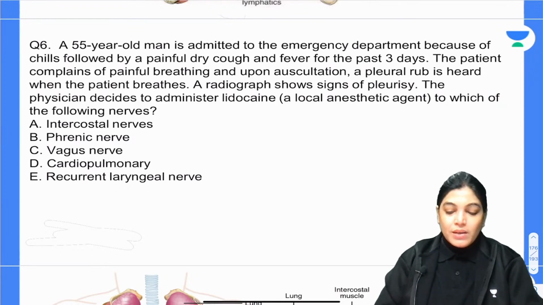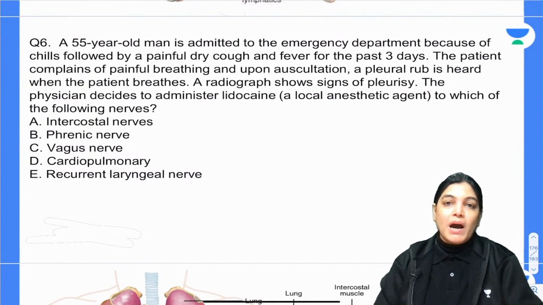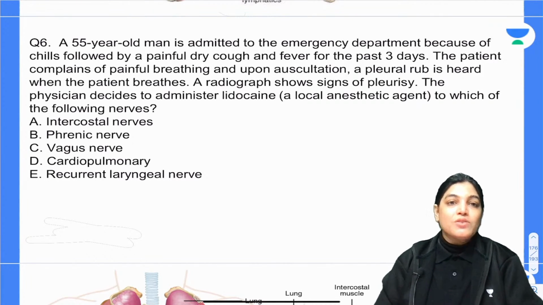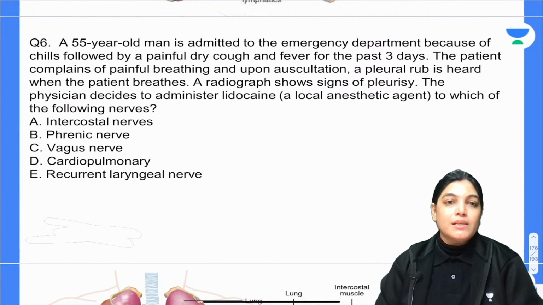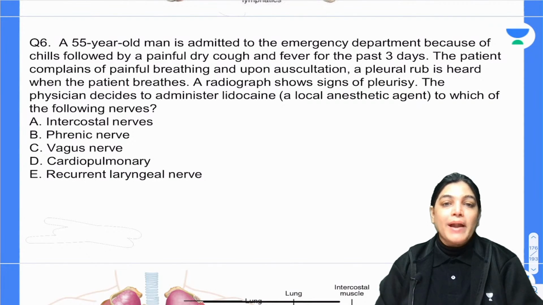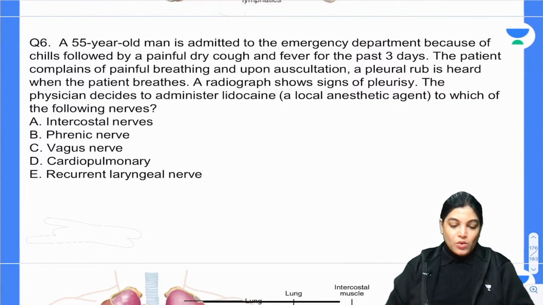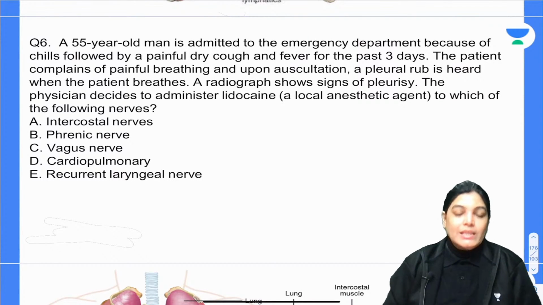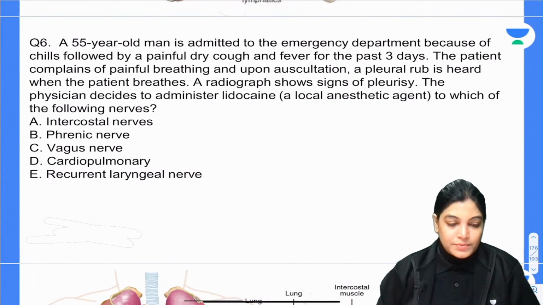A 55-year-old man is admitted to the emergency department because of chills followed by a painful dry cough and fever for the past 3 days. The patient complains of painful breathing and upon auscultation, a pleural rub is heard. When the patient breathes, radiograph shows the sign of pleurisy. The physician decides to administer a local anesthetic lidocaine. To which of the following nerves is the local anesthetic infiltrated? Whether it is intercostal nerves, phrenic, vagus, cardiopulmonary or recurrent laryngeal nerve.